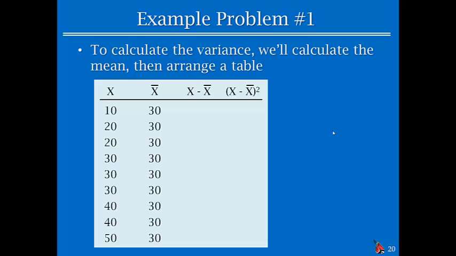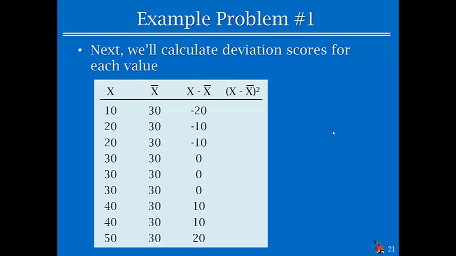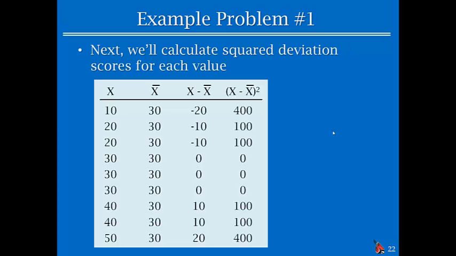To calculate deviation scores, we'll subtract the x from the mean, and that will give us a deviation. So 10 minus 30 is negative 20. 20 minus 30 is negative 10. 30 minus 30 is 0, so on and so forth. To calculate our squared deviations, we'll square each of those values. So negative 20 squared is 400, negative 10 squared is 100, 0 squared is 0, etc.